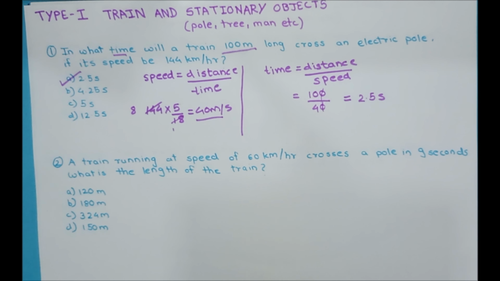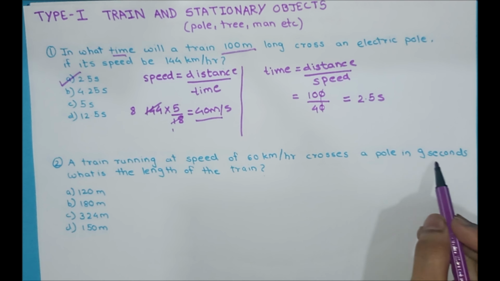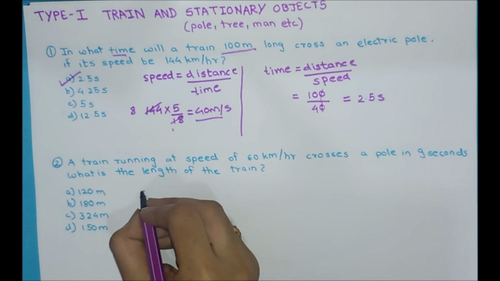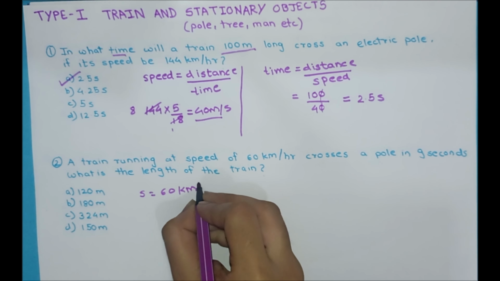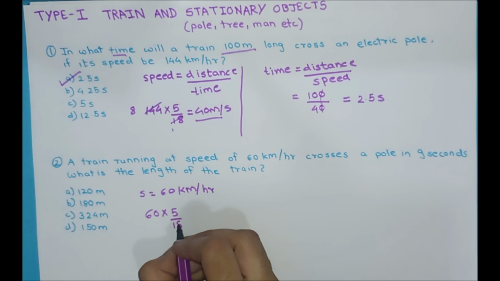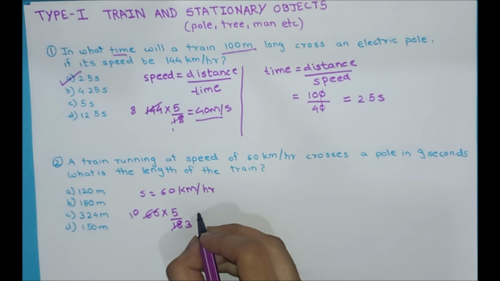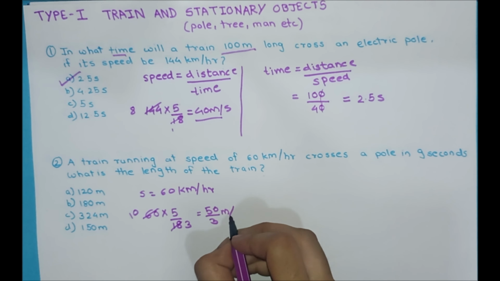The second example is a train running at the speed of 60 km per hour crosses a pole in 9 seconds. What is the length of the train? We have been given the speed as 60 km per hour. Let's convert it into meter per second. So 60 into 5 by 18. So this is 6 tens are 60 and 6 threes are 18. We get it as 50 by 3 meter per second.